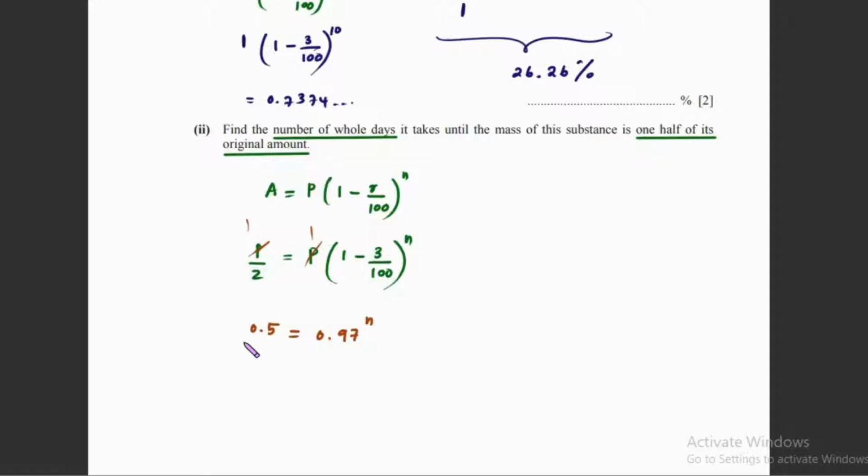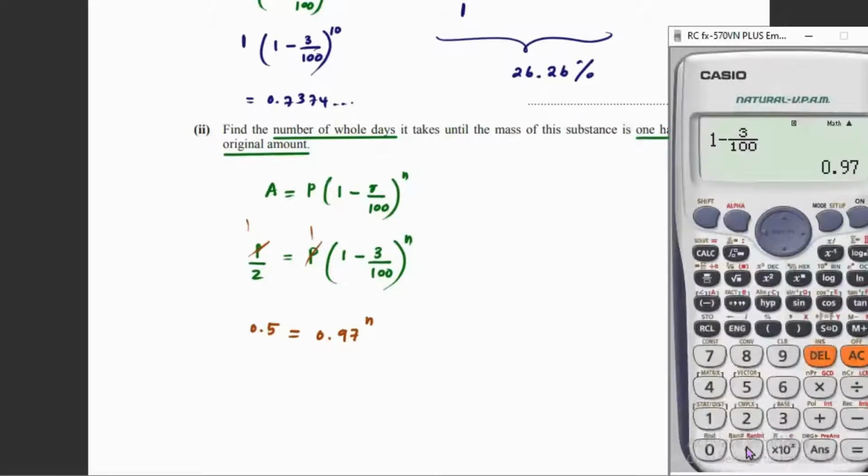It shouldn't be more than 0.5, because when it's more than 0.5, that is the amount that it's left with, which means it has not reached half of it. So it should be something that is just below 0.5, or exactly equal to 0.5. Let's check this out. So we have 0.97, and I'm going to randomly put a value as the power.